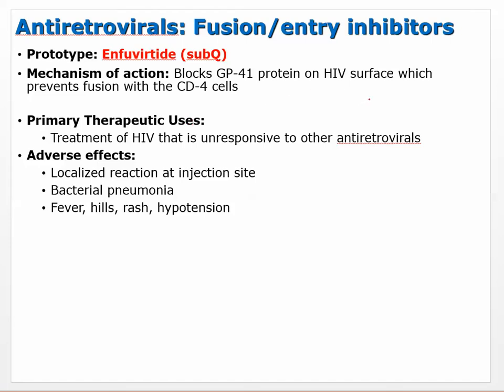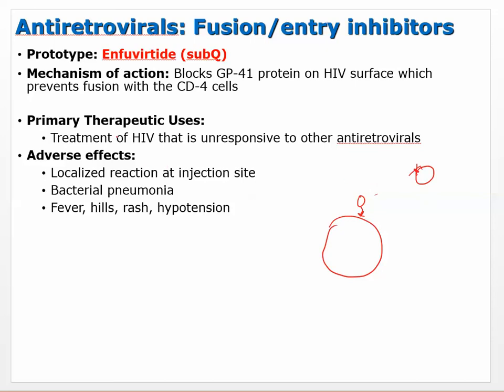So we'll start with the fusion or entry inhibitors. Remember, that's the virus trying to get into the cells. And remember, this Enfuvirtide is administered by sub-Q injection, and it blocks the GP41. There's a GP41 protein on the surface of the virus, and blocking that is going to prevent fusion with the CD4 cells.